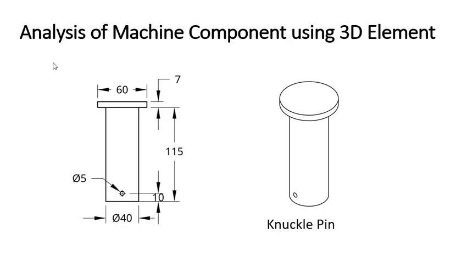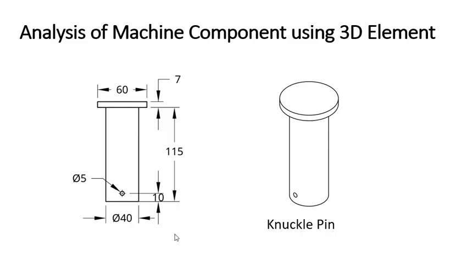Hello students, today we are going to do the analysis of a machine component using 3D elements. The machine component is a knuckle pin, and its dimensions are given. We are going to make this CAD model in any software you like. We are going to make it in Onshape software, and after that we are going to export that model into the STEP file format.